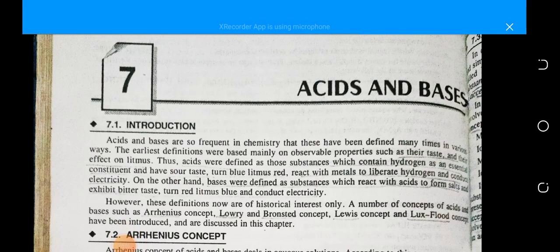Hello everyone. Today I am going to make an audio recording for visually impaired students of inorganic chemistry for BSc second year. Its writer is S.P. Jauhar from Modern Publication, and the name of the chapter is Acid and Base.